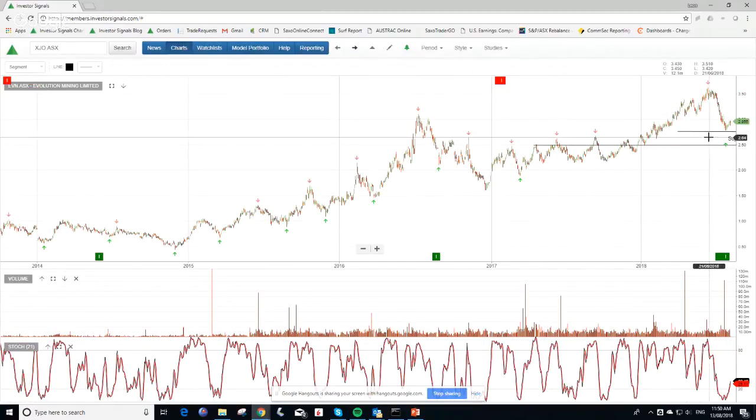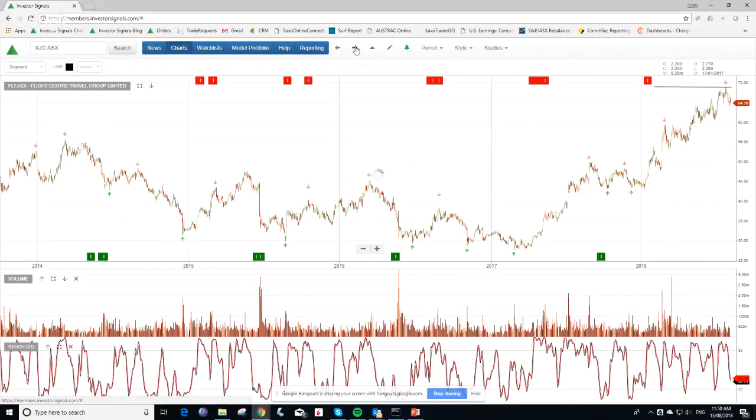Evolution, so that's one that I've covered, so finding support here at around 275 and looking for that to move higher, and that'll be one that we'll cover.